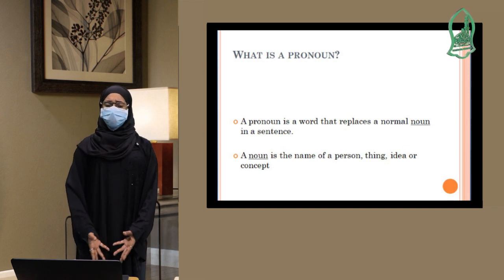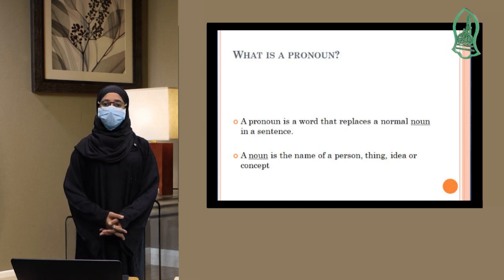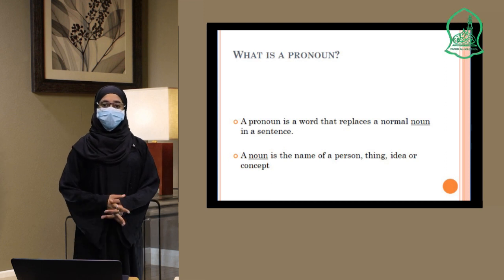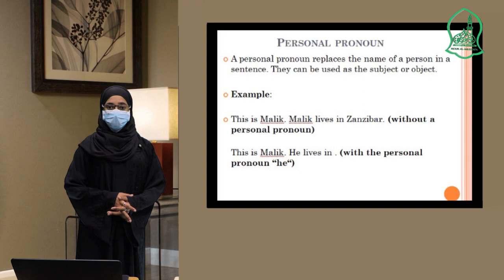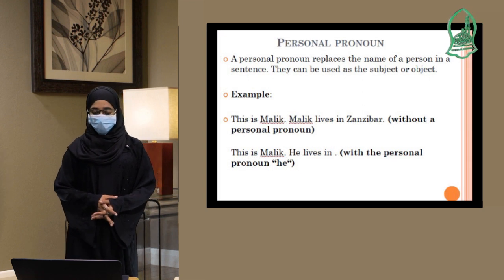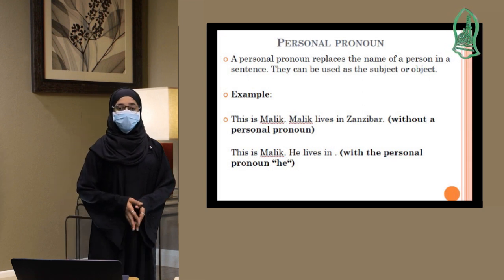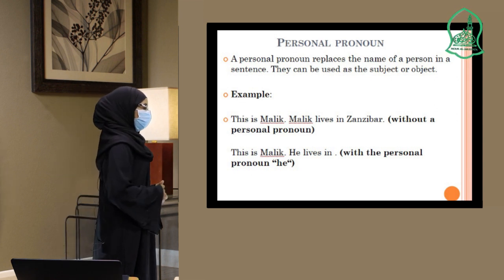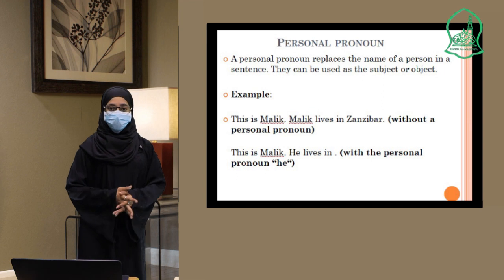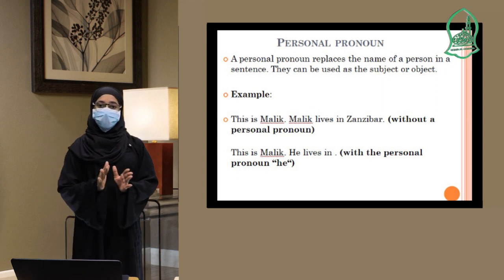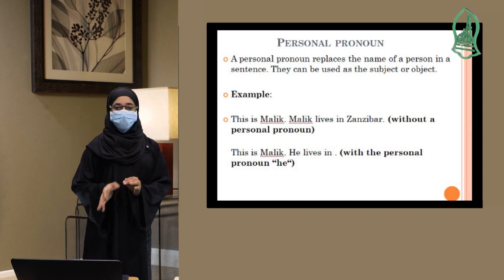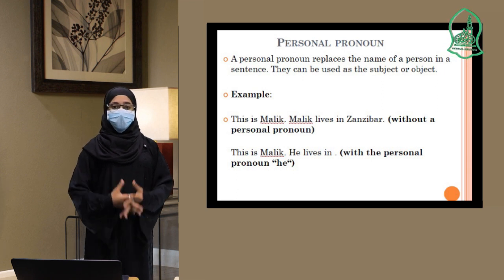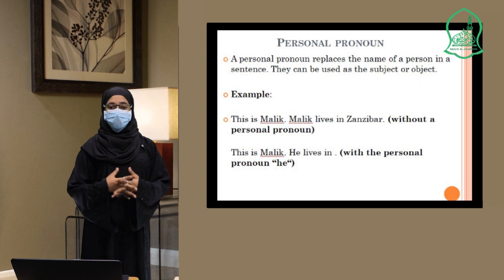What are those types of pronoun? What are those words that are replacing the noun? As we have seen that we have different types of noun, there are also different types of pronouns. Number one, personal pronoun. A personal pronoun is a pronoun that replaces a name of a person in a sentence. This personal pronoun replaces only a person, as the word itself says, personal pronoun. These are those pronouns that are replacing the names of people in a sentence.